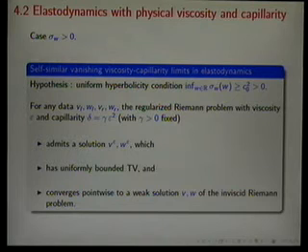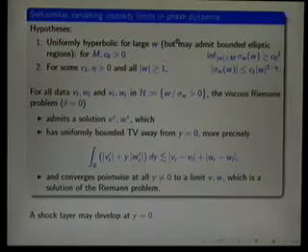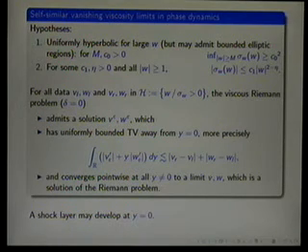This regularized Riemann problem admits a smooth solution which has uniformly bounded total variation, and again converges pointwise to a weak solution. So it seems to be again quite nice, but the proof is really of a different order of difficulty because it was second order before. Now we are talking about third order equations. So the proof is really different from the one before.